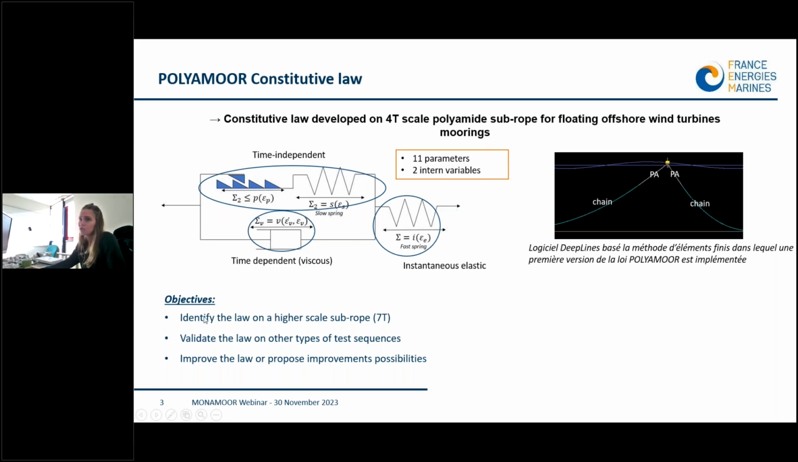And the aim during this project was to identify it on a higher scale subrope with a more realistic construction, so a 7-ton subrope, to validate it on other types of test sequences than the one used for identifying it, and maybe to improve some parts if needed, some of the functions that describe each of these blocks.